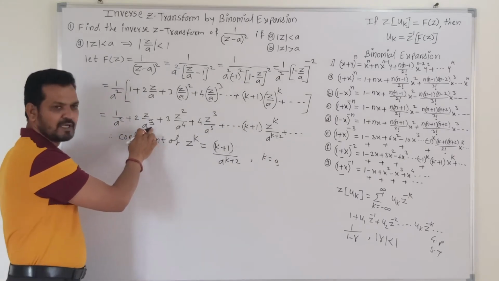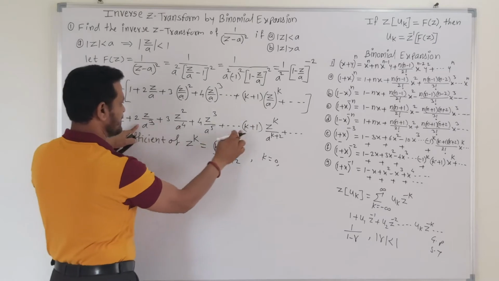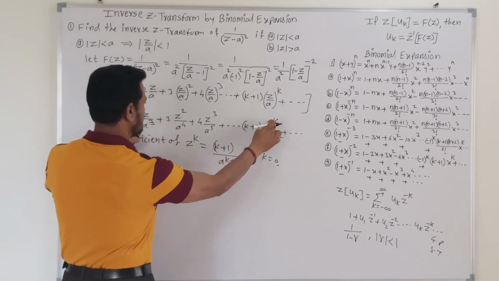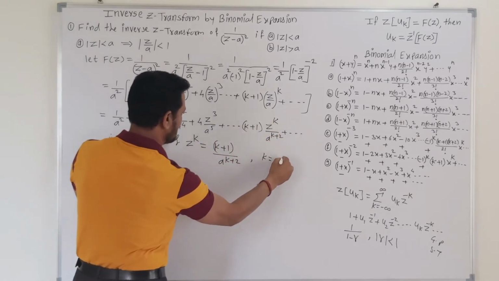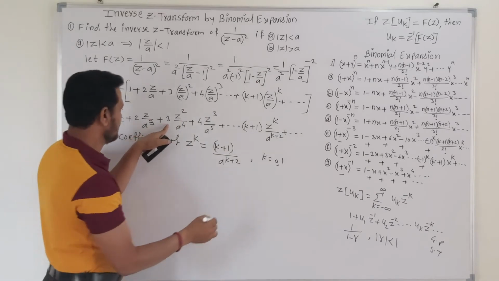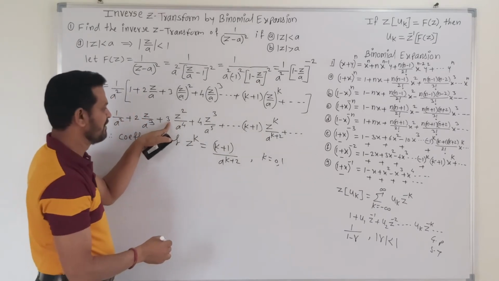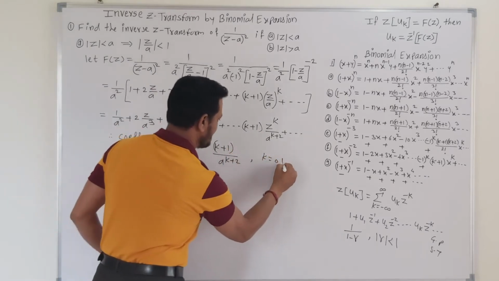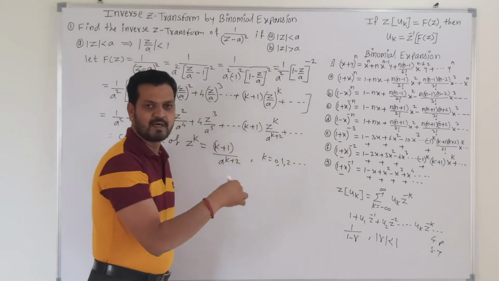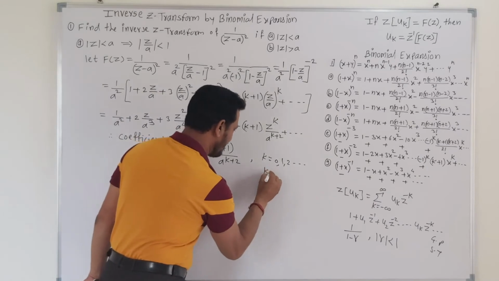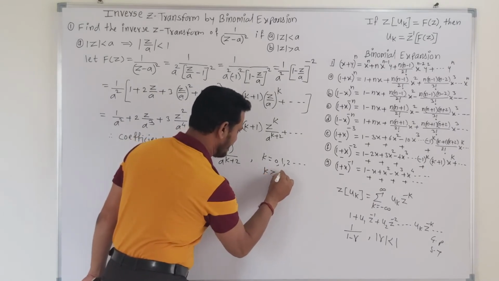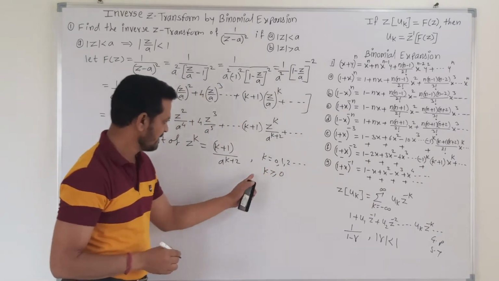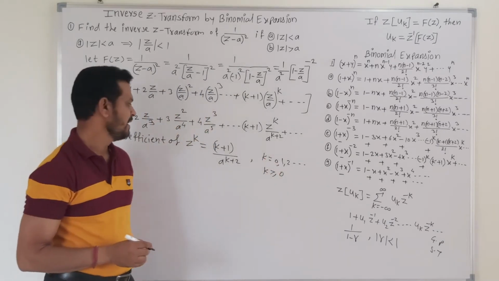Then if we put k is equal to 1, then we get 1 plus 1 is 2, then z raised to 1 upon a raised to 3. That means the next value of k is 1. So this term is possible when we put k is equal to 2, so 2 plus 1 is 3, and so on. So that means the value of k goes from 0 to infinity, we may write this as k is greater than or equal to 0. So this is the simple way to write down the condition on k.